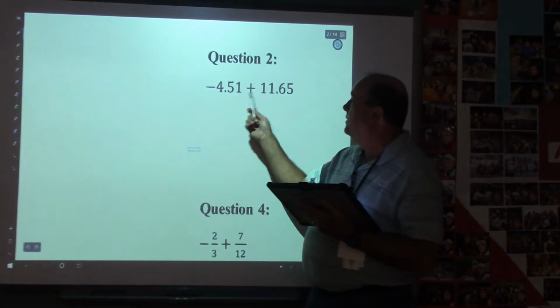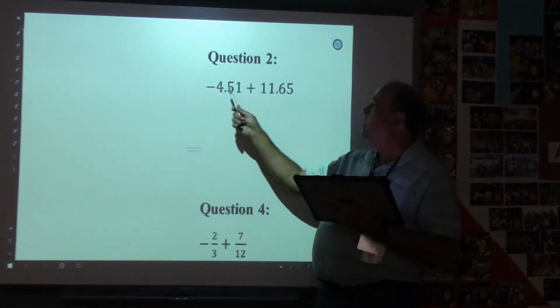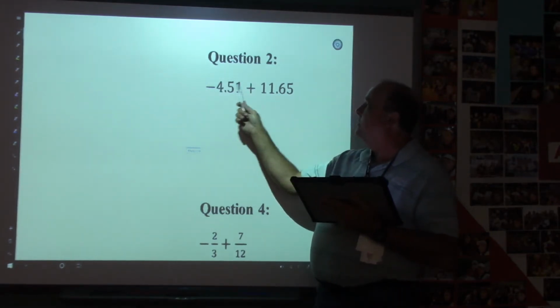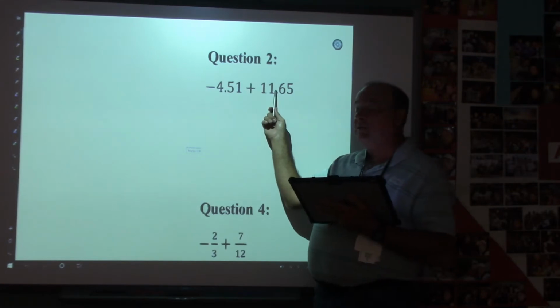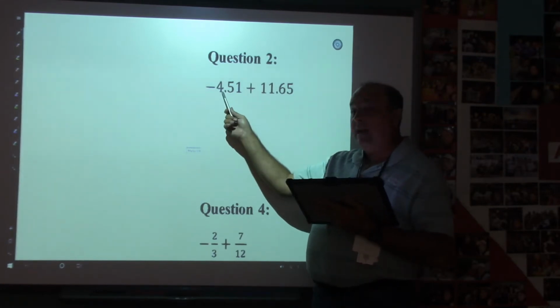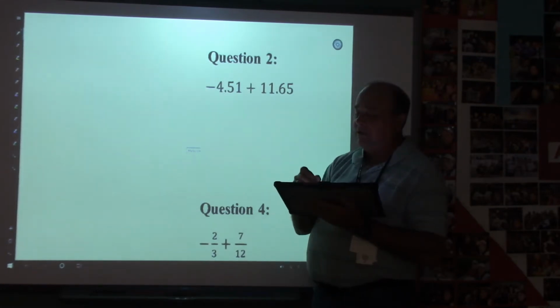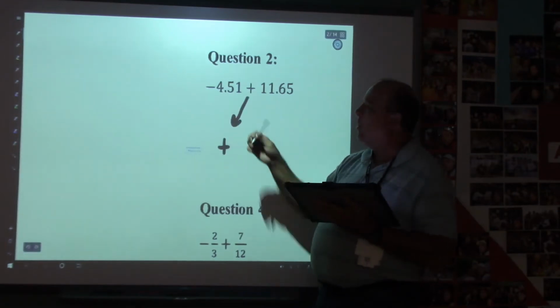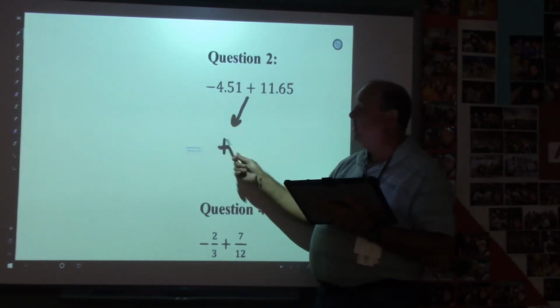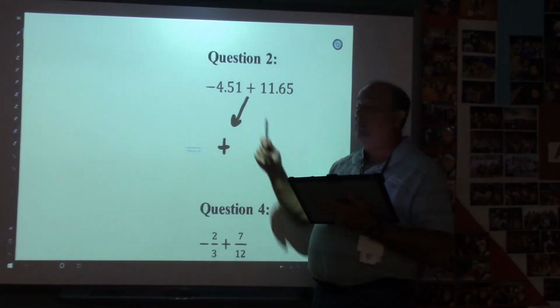Okay, let's go to this one. These have decimals. It's going to be okay. We have 4.5 negatives and we got 11.65 positives. So we have more positives than negatives, don't we? So the plus is going to drop. So find the largest quantity and drop it, okay? Do you have more positives or do you have more negatives?